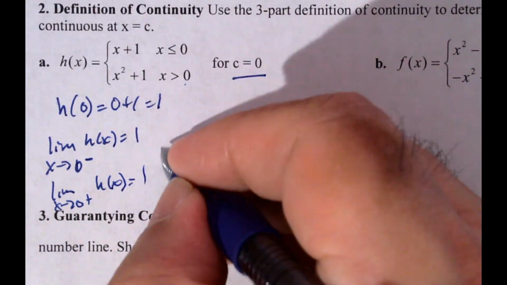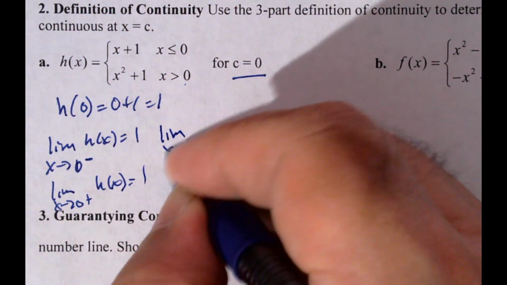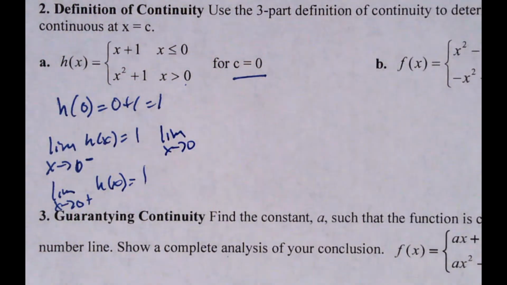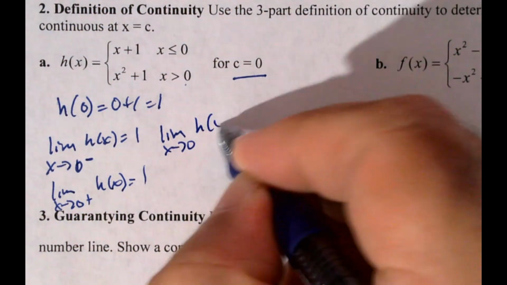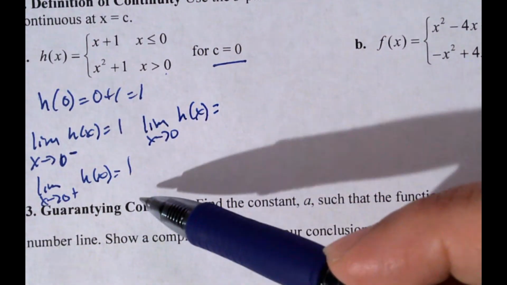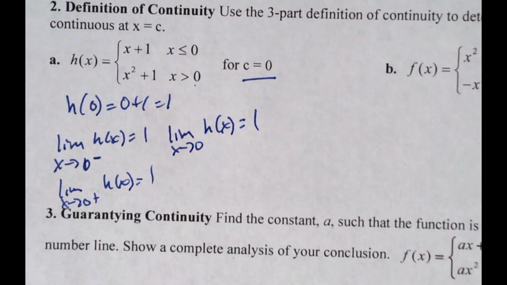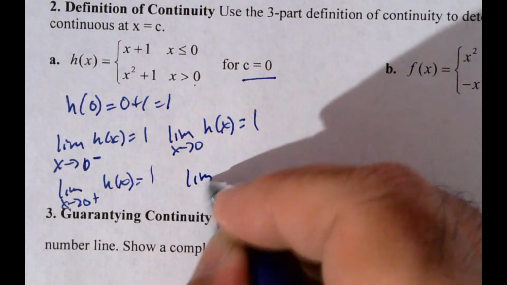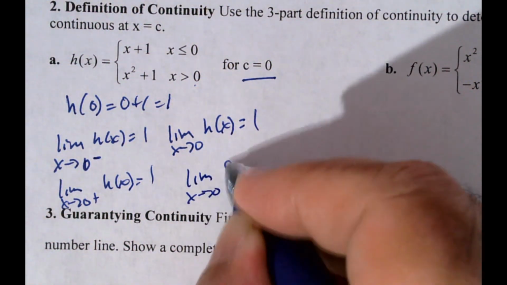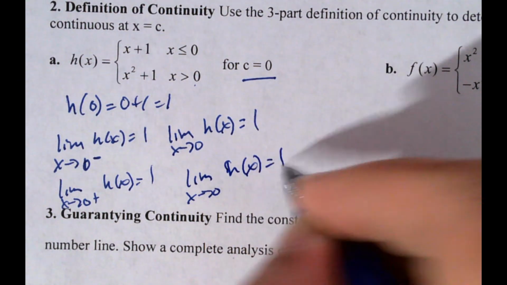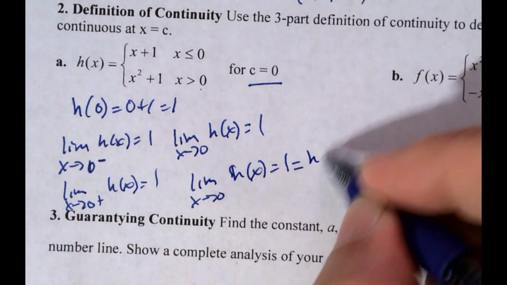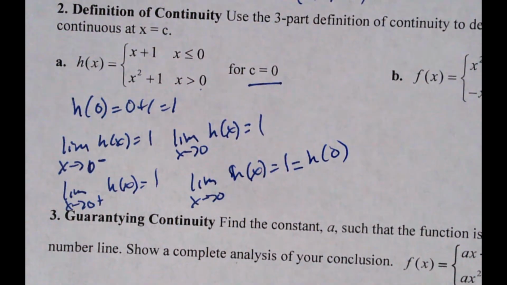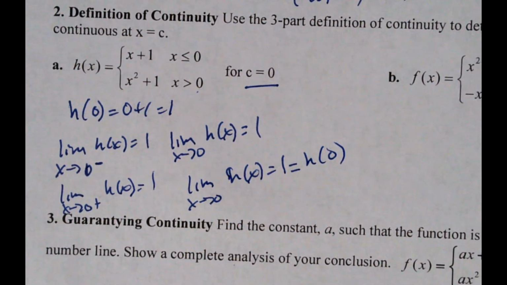So that means the two-sided limit as x approaches 0, since the left and right-hand side limits are the same, is 1. Now the question is, is the limit, which is 1, equal to the function? Yes. So the answer is yes, it is continuous at x equals 0.